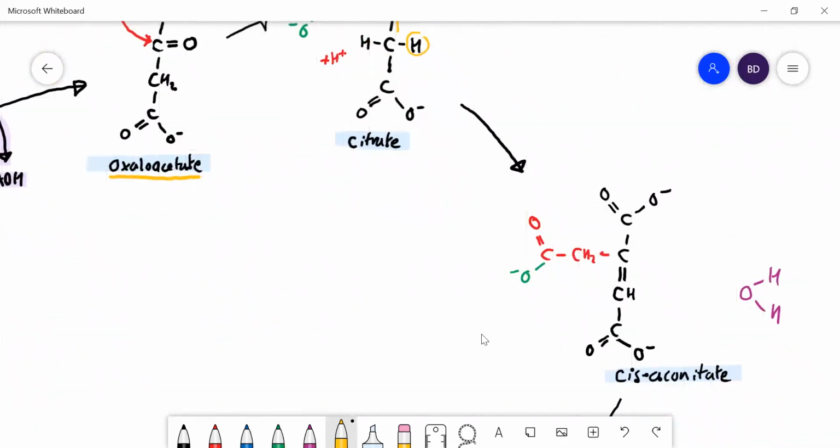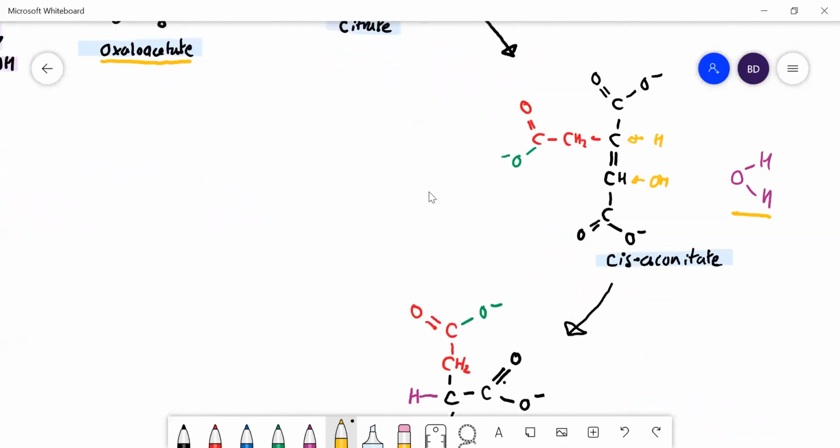Right, now what's going to happen? There's not much energy involved in that. It's just a dehydration. Then you're going to rehydrate it with this water molecule. So an OH is going to stick on that carbon this time, and the H is going to stick on that carbon. So it forms an isomer of citric acid called isocitrate. So we'll have a look at that.